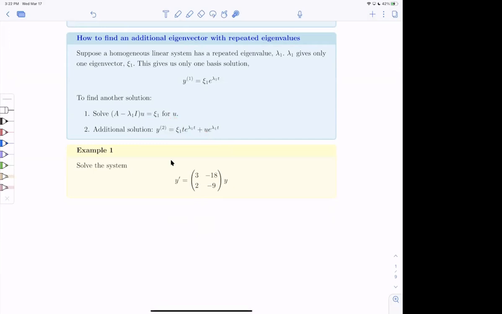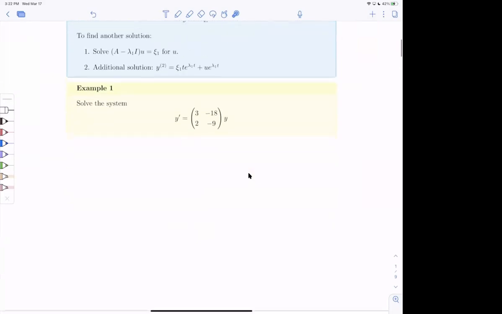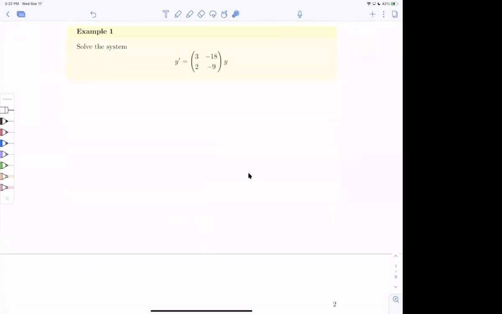So here is an example. As always, I'll give you some time to work on this example, and we'll take it up. If you want, you can write on the board as well, just annotate.